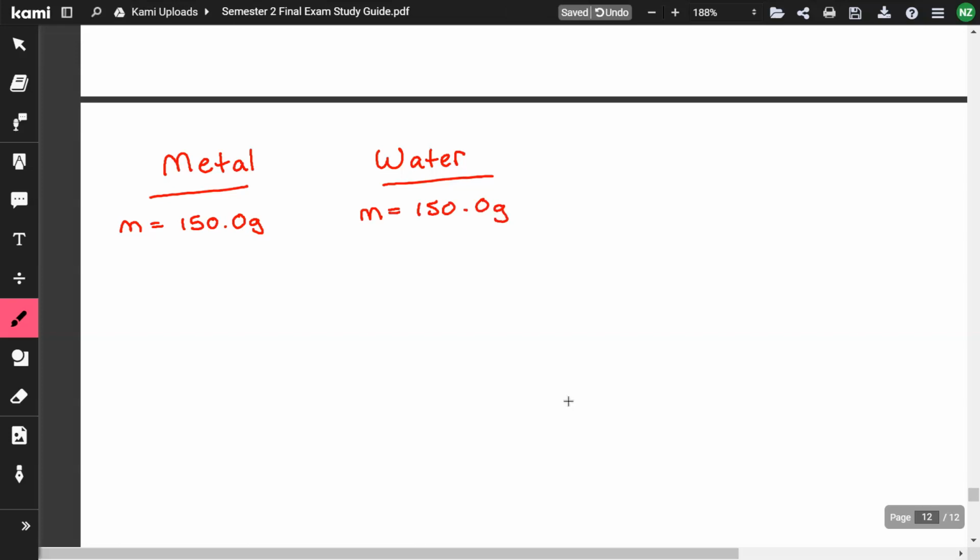What else do we have? We have the specific heat. Metal, we don't know what it is. That's what we're trying to find. The specific heat of our water is 4.184 joules over grams degrees Celsius. And then we have an initial temperature, a final temperature, and then a change in temperature.